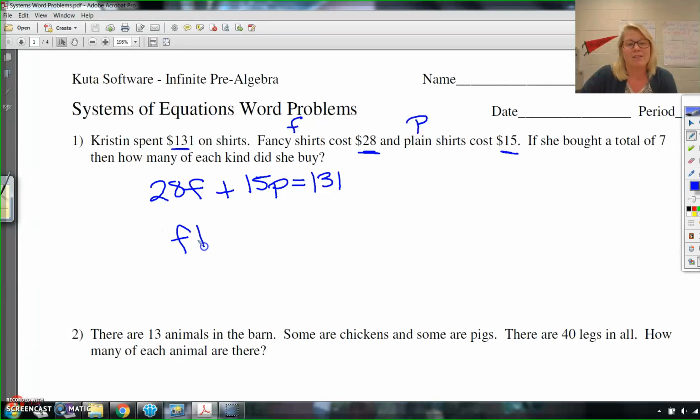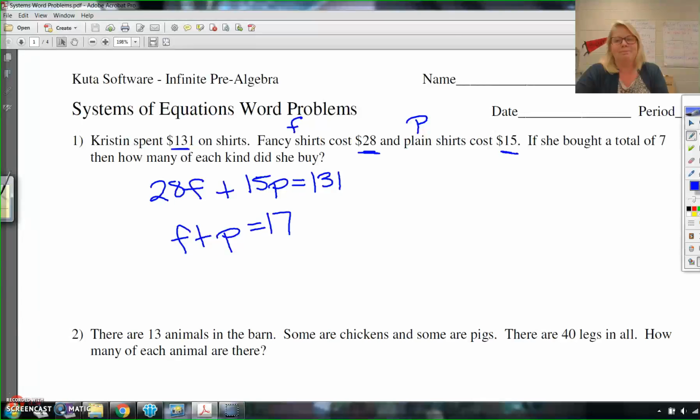So she bought some fancy shirts plus some plain shirts, and she bought a total of 7. Does that make sense, how I set that up? Now that I set that up, you can use whichever method you would prefer. You can solve for y and graph, you can eliminate, you can substitute, whichever one you prefer, okay? But that's how you set it up.